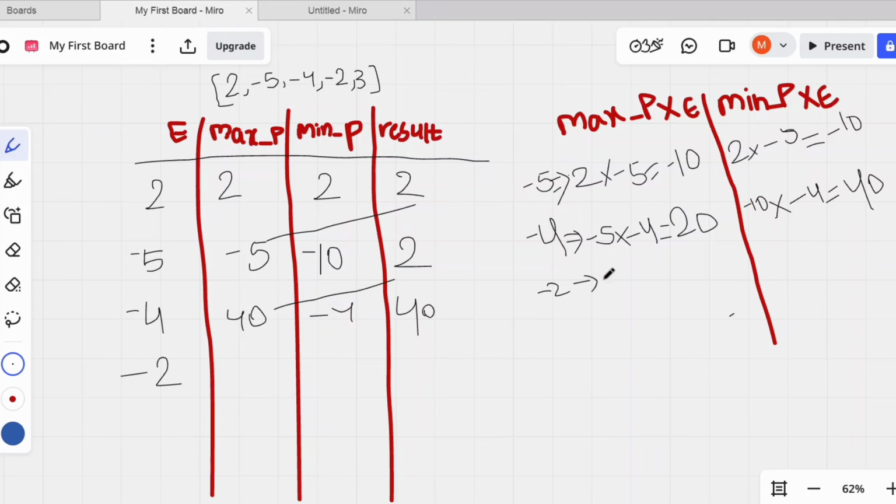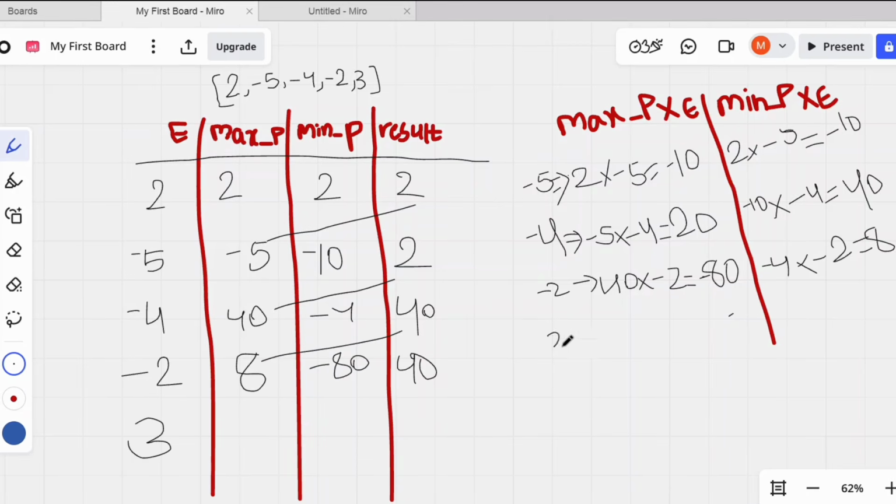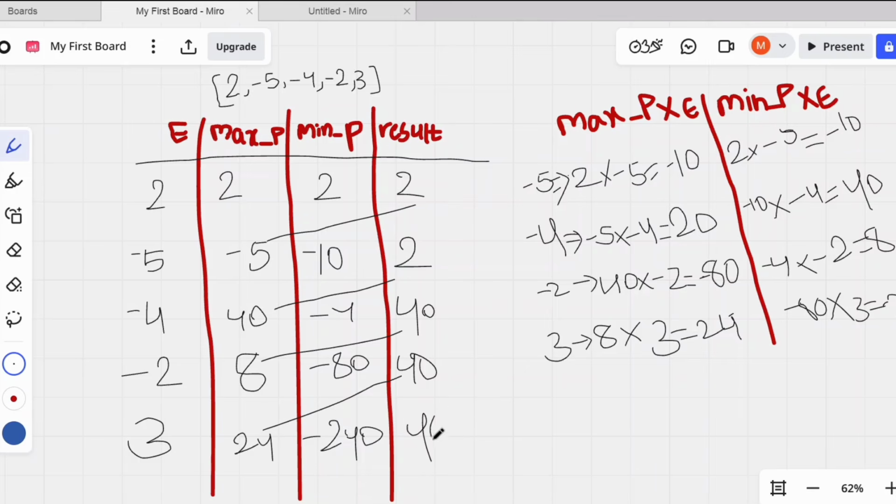Next element is minus 2. 40 into minus 2, minus 80. Minus 4 into minus 2, 8. So max becomes 8. Min becomes minus 80. Result is 40. Next element is 3. 8 into 3, 24. Minus 80 into 3, minus 240. Max becomes 24. Min becomes minus 240. Result stays 40 now.